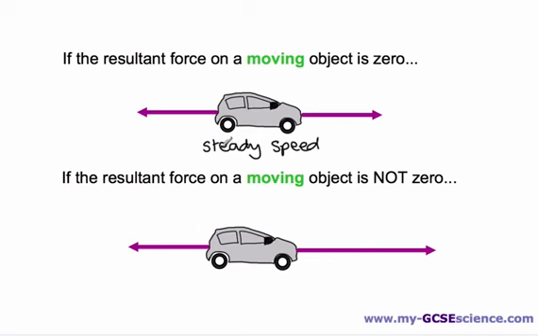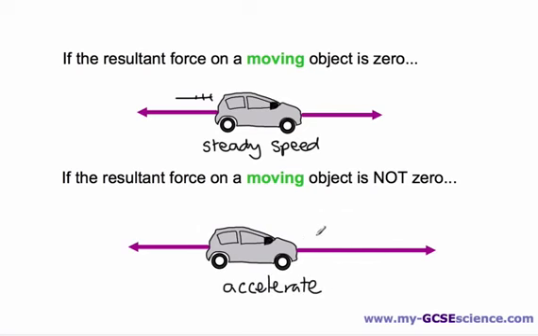Students often get confused by this. They see a car that's supposed to be moving along, they see balanced forces, and without thinking they'll say that the car is actually stationary and not moving. But if the object is already moving and the forces become balanced, it will move at a steady speed. If the resultant force on a moving object is not zero, then the car or the object will accelerate in the direction of the resultant force, and in this case it will accelerate towards the right.